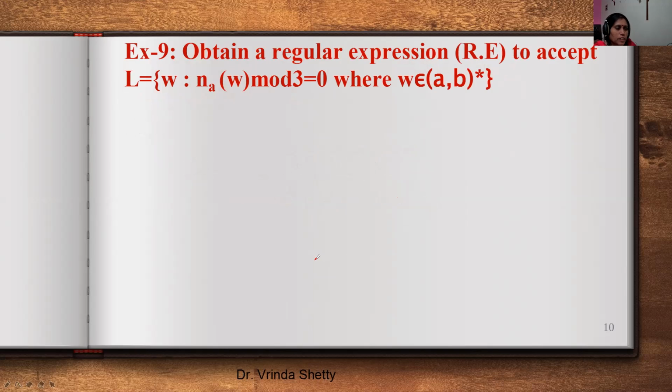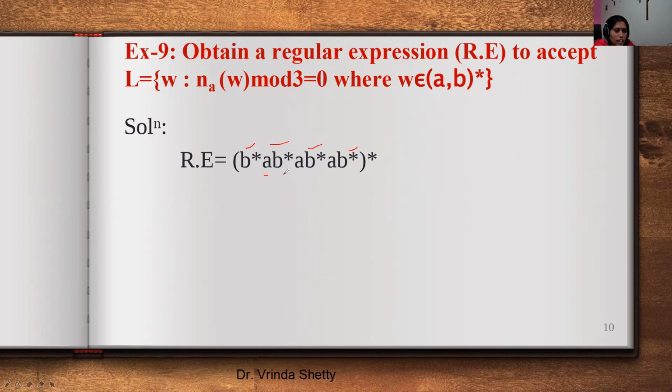Obtain regular expression to accept the language L is equal to w, where number of a's in string w mod 3 is equal to 0, where w belongs to {a, b}*. There is a restriction on number of a's. Number of a's in string w mod 3 is equal to 0 means that a's are multiples of 3. So here b can be anywhere. So b star, b star, b star can be anywhere. But there is only restriction on number of a's.